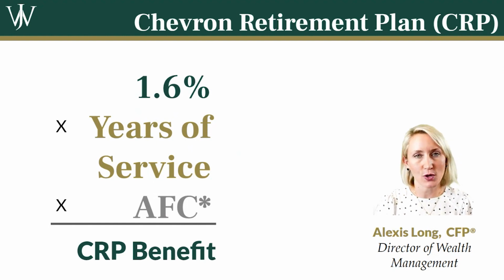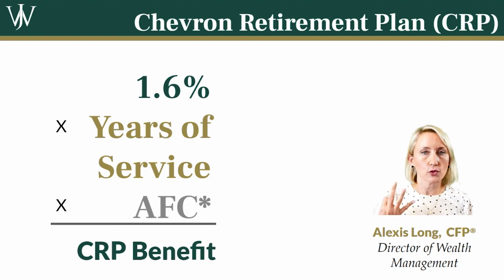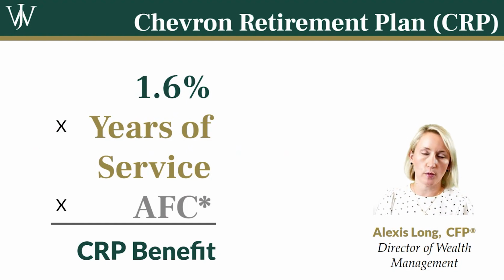Chevron pension is a qualified pension plan for Chevron retirees. The plan accumulates value for an employee over their tenure at Chevron. A formula factors in three variables to calculate an annuity benefit. Here's the formula on the screen here. It's 1.6% times your years of service times your average final compensation.